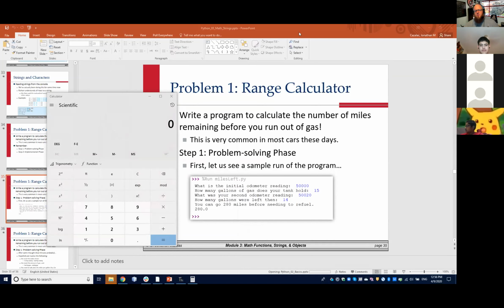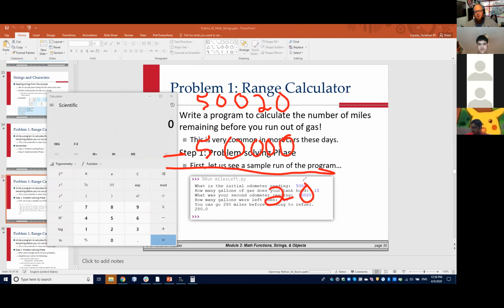How do you know that we drove 20 miles? Quite simply, because we said we had 50,000 and 50,020 was the second time we looked at the odometer, which is keeping track of how many miles we drove. And the first time we looked at the odometer, it had 50,000 miles. So if we do a subtraction, 50,020 minus 50,000, the answer is 20. So we drove 20 miles.